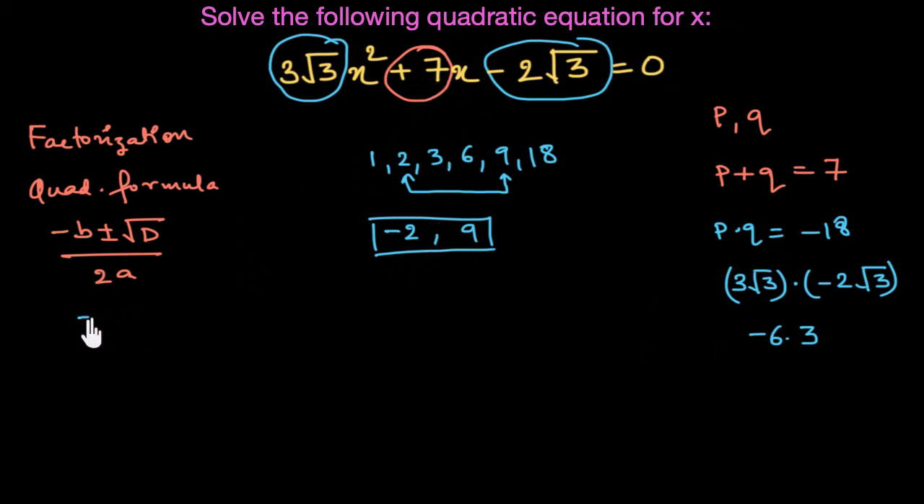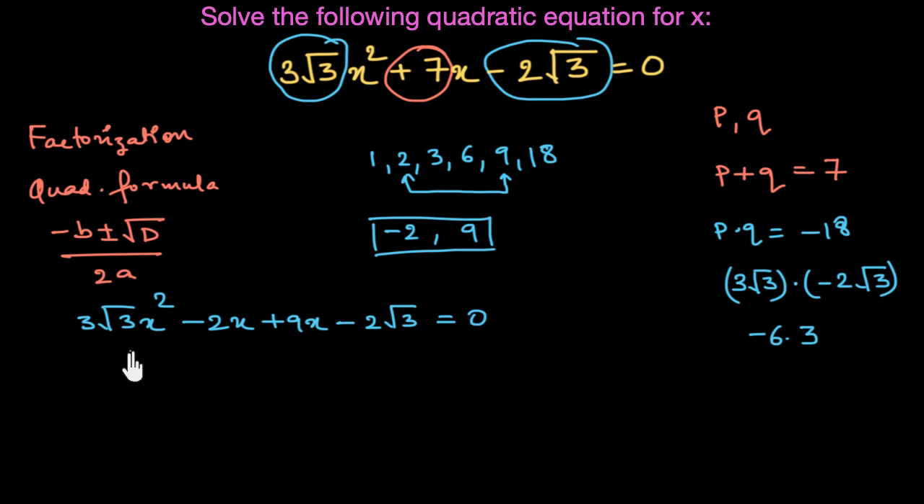So we would get 3 times square root of 3x square minus 2x plus 9x. And you could have written 9x first and then negative 2x. It wouldn't have made any difference. You would still get the same answer. And then we have minus 2 times square root of 3, and this is equal to 0.